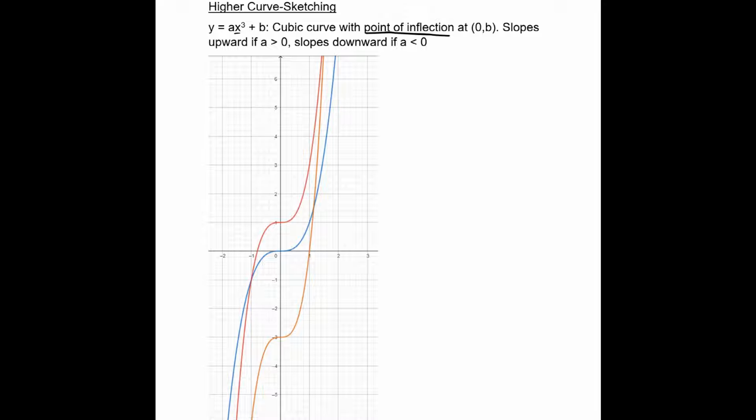If a is greater than 0, the graph will slope upward. So we can see for the red graph, the blue graph, and indeed the orange graph here, a must be bigger than 0. And you can see the points of inflection. So here the point of inflection is (0, 1), so we can guarantee b is going to be 1. For the blue graph, b is going to be 0. And for the orange graph, the point of inflection is at (0, minus 3), so that means b would be minus 3.